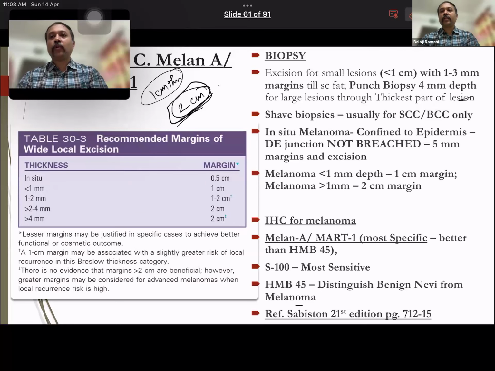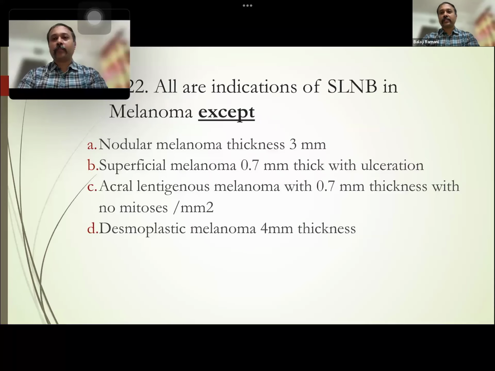In general, thin melanoma is 1 centimeter. Intermediate or thick melanomas are going to be 2 centimeters. That is why it is mentioned as up to 2. You can take 1 to 2 centimeters, but in general, thin melanoma is 1 centimeter. Anything more than a thin melanoma, you go for a 2 centimeter margin as far as melanomas are concerned. Now, which are the indications for SLNB?